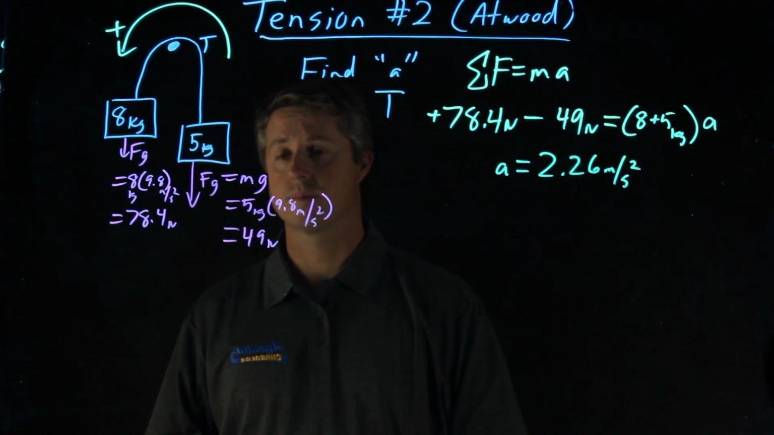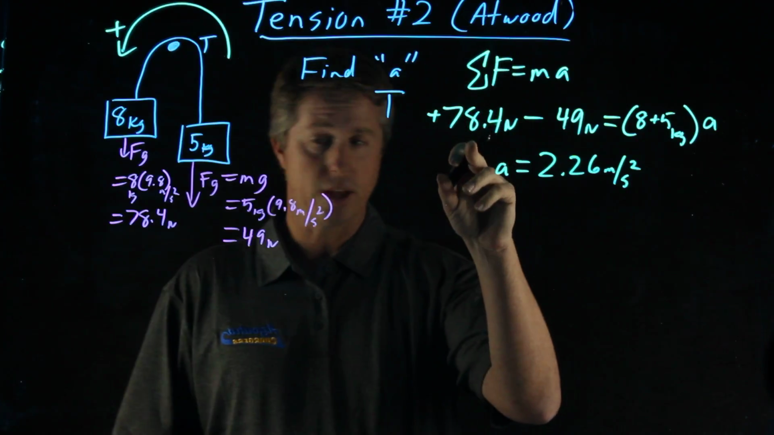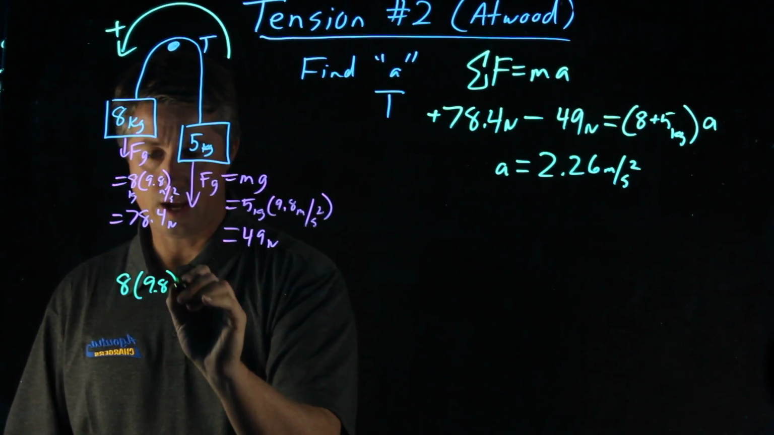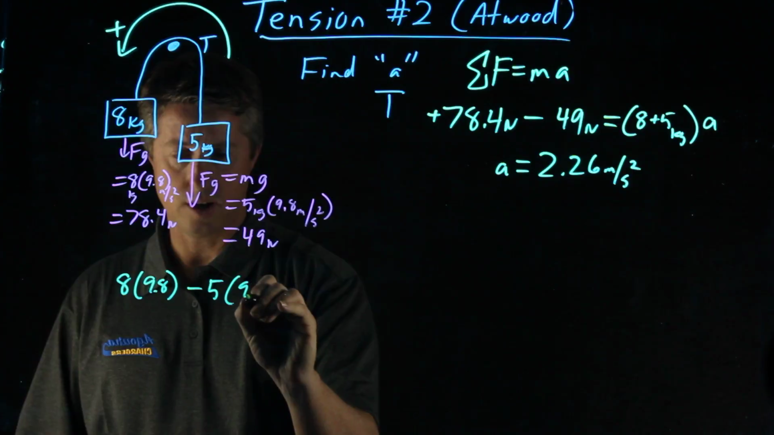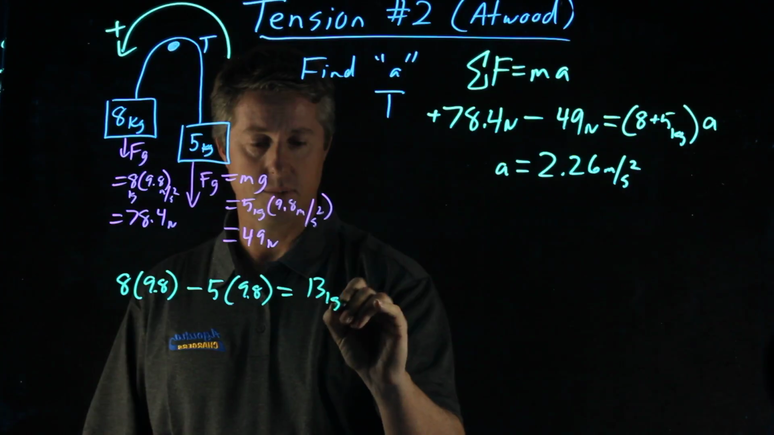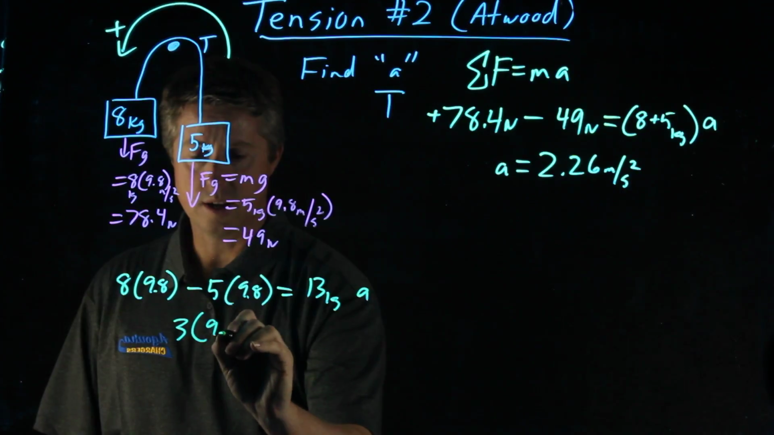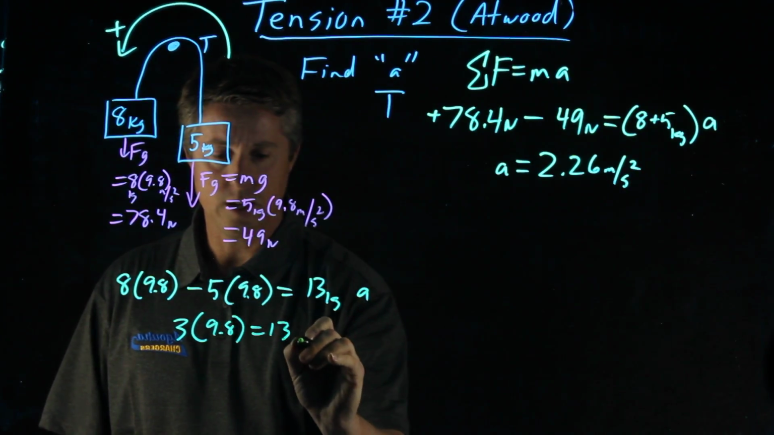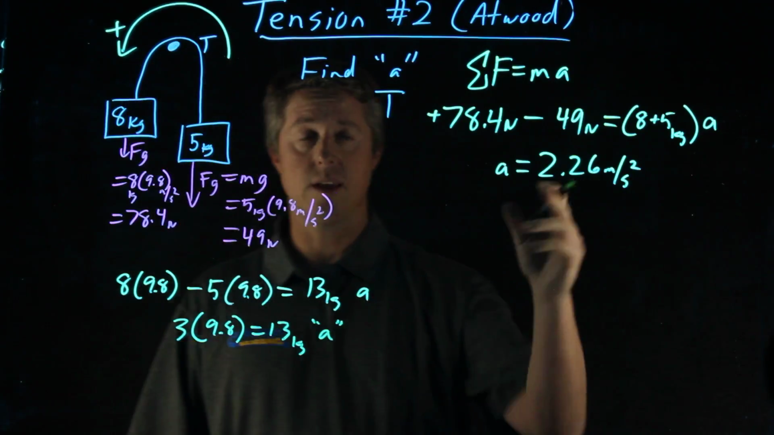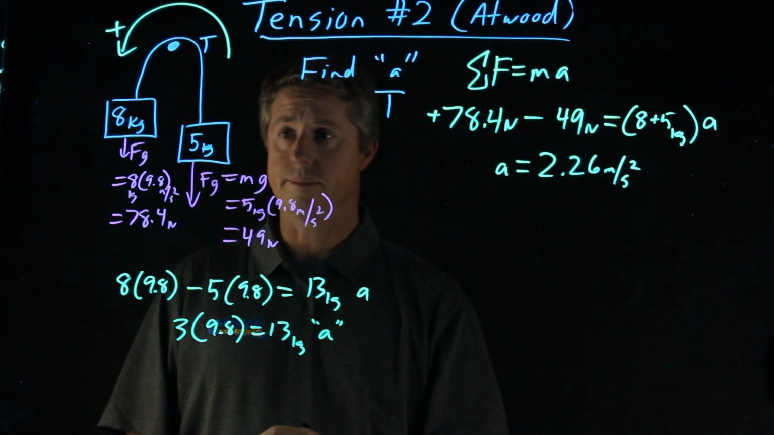There is a shortcut to this problem. If you do realize that breaking down this work, it was 8 times 9.8 minus 5 times 9.8 equals our combined mass, which is 13 kilograms, times a. Well, you could have subtracted this before and just done 3 times 9.8 equals 13 kilograms times your acceleration, and you would get the same answer. So that's a math shortcut. Once you see it, you're more than welcome to use that.